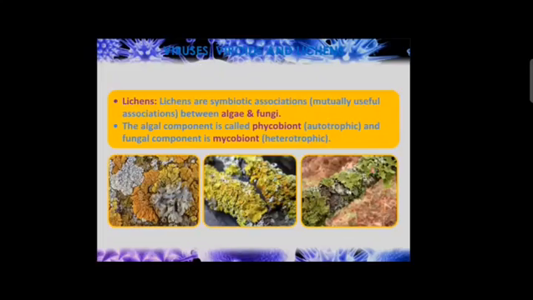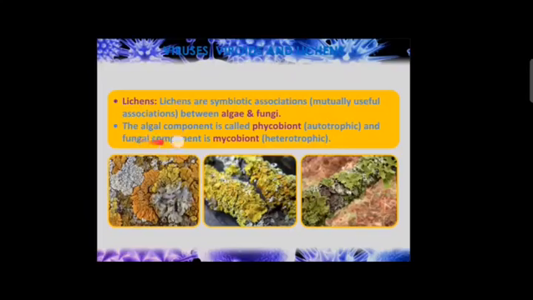And the last point, that is the lichens. So this is important, asked for 3 marks. Lichens are a symbiotic association. Symbiotic means what? A mutually useful association. Both are getting the benefit. So lichen is the symbiotic association between algae and fungi. So both are getting the benefit.